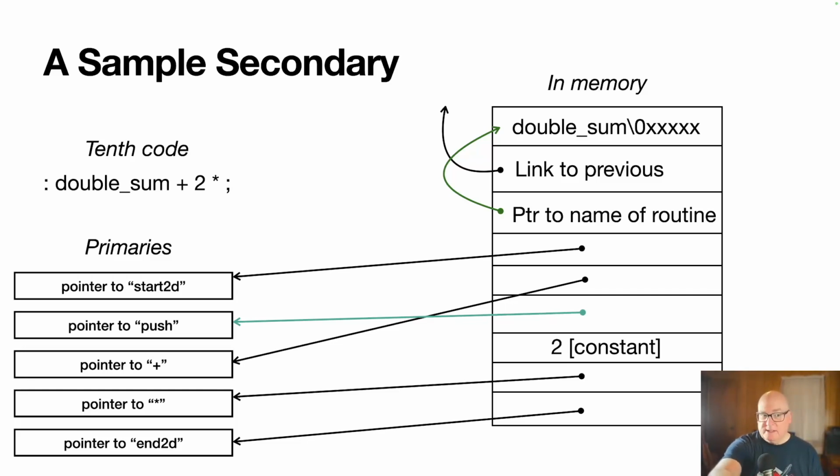But so we point to that start2D pointer. Then the next thing is a plus. So it points to the plus routine. And then the third thing is a push for the 2. We don't just enter the 2 by itself. We store it as push followed by a word containing the constant. So we see the push and then 2 following it, and then a star, and then finally an N2D, pointer to N2D. All those are set up so that the start2D routine can just read those pointers, dereference them, and jump to the code that's being run.